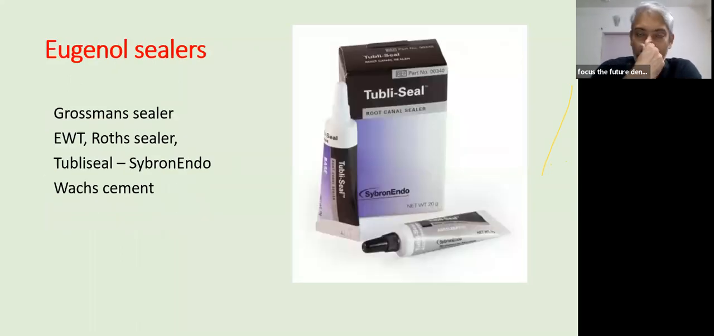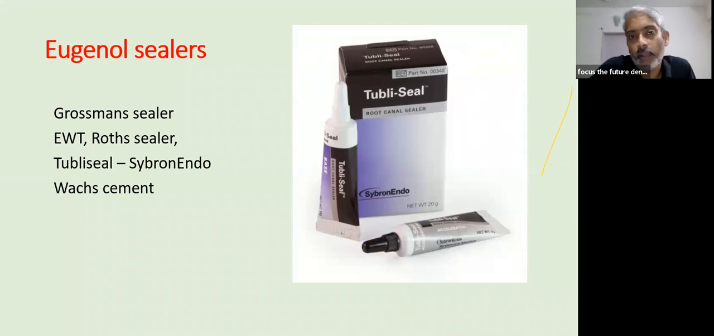What are the eugenol sealers? Eugenol sealers are the ones which have eugenol. And the most historically popular eugenol sealer is your Grossman sealer, which has been used since so many years in endodontics. Then the modification of this Grossman sealer has come a lot. Other examples are EWT. EWT stands for extended working time. Roth sealer, Tubli-Seal. Tubli-Seal is quite popular now also. It comes from Sybron Endo. Wach's cement. Okay, these are some of the examples of eugenol sealers.